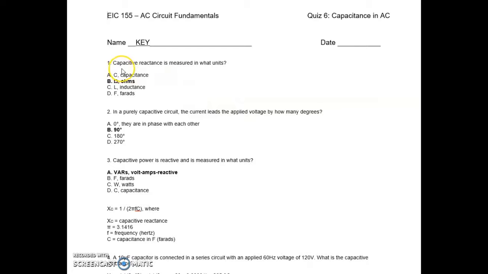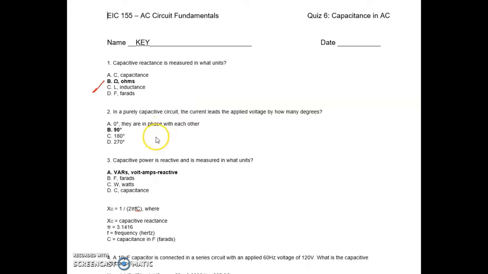Number 1, capacitive reactance is measured in what units? That's ohms. Capacitive reactance is a current limiting effect. So the correct unit of measurement is ohms because it's current limiting.